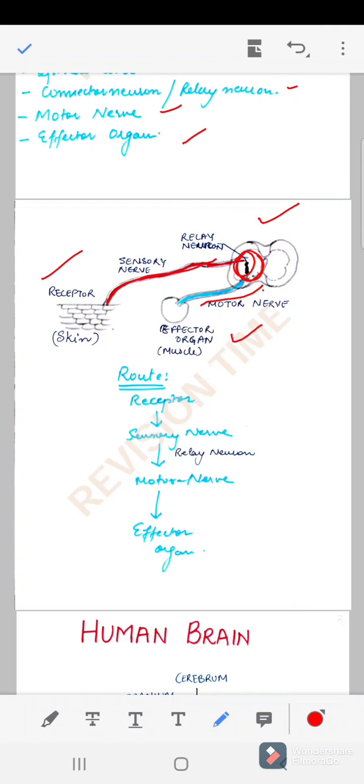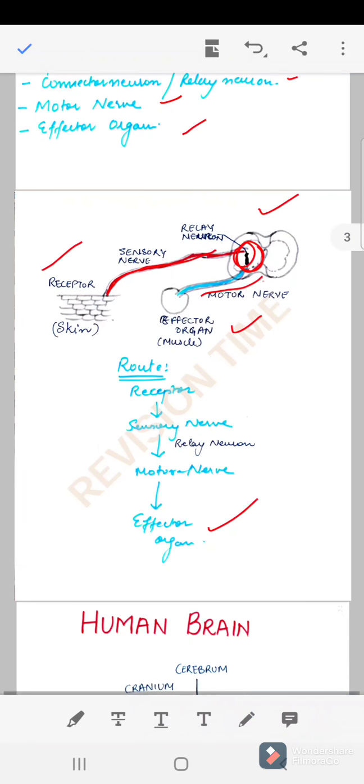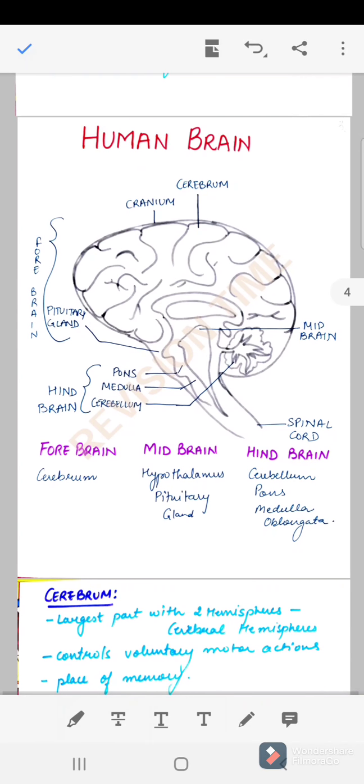So what is the effector organ here? It is the muscle of our arm, right? So when the nerve impulse reaches the effector organ, that is our muscles, the muscles will pull our hand back, right? So this is the route of the nerve impulse in the reflex arc. From the receptor, it goes to the sensory nerve, through the relay neuron to the motor nerve, and ultimately to the effector organ. So next very important part, we have the human brain.